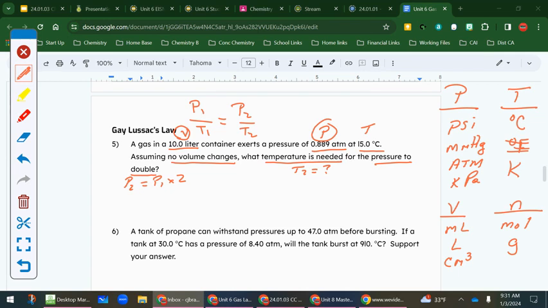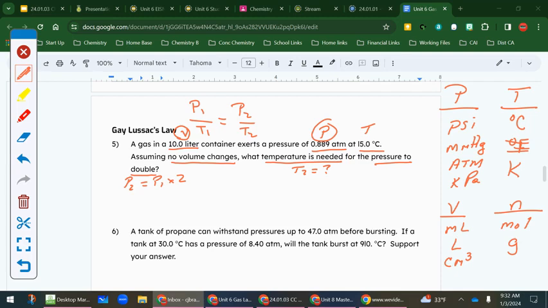Kind of one of those. Okay? So like in math, cross products are equal. Now because of that, then if we're solving for T2, we divide this by P1. So what it ends up being is P2 times this side flipped over, to mathematically isolate T2. So that is just the math of doing this problem.